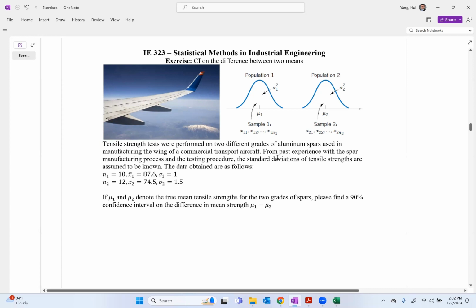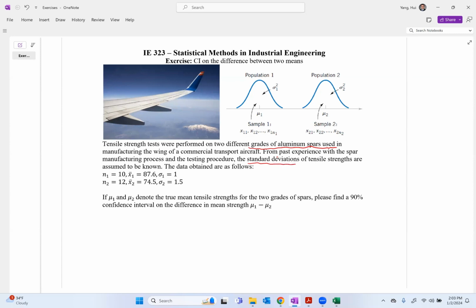Let's have a look at this exercise on confidence interval on the difference between two means. Tensile strength tests were performed on two different grades of aluminum spars used in manufacturing the wing of a commercial transport aircraft. From past experience with the spar manufacturing process and the testing procedure, the standard deviations of tensile strengths are assumed to be known. In this case, we assume sigma 1 and sigma 2 are known.